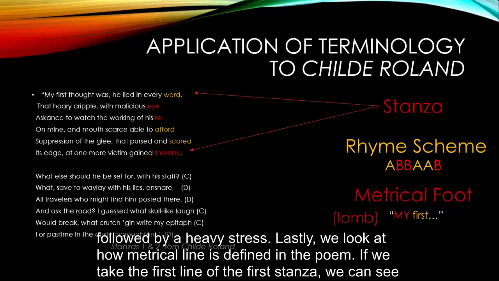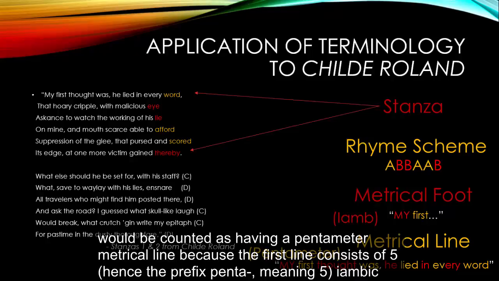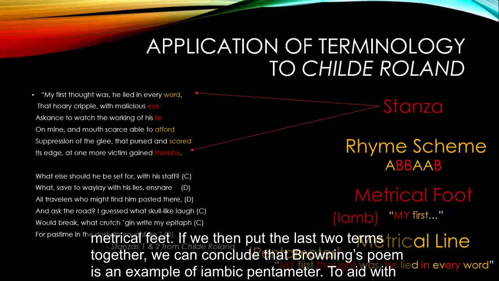Lastly, we look at how metrical line is defined in the poem. If we take the first line of the first stanza, we can see the 5 sets of iambic feet, with the red representing the light stresses and the yellow representing the heavy stresses. Childe Roland would be counted as having a pentameter metrical line because the first line consists of 5, hence the prefix penta meaning 5, iambic metrical feet. If we then put the last 2 terms together, we can conclude that Browning's poem is an example of iambic pentameter.